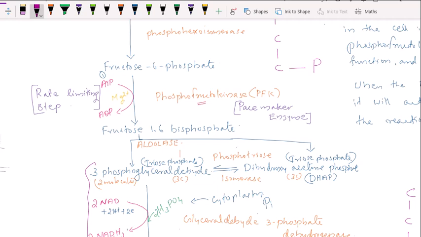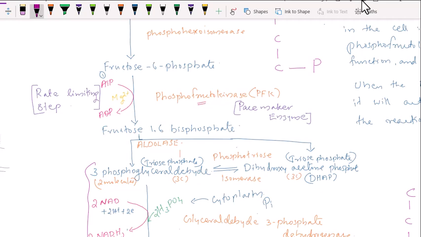This step is known as the rate limiting step of glycolysis. Whenever the concentration of ATP increases inside the cell, this enzyme gets inactivated. That means when there is a lot of energy inside the cell, this enzyme gets inactivated, so this conversion never happens.